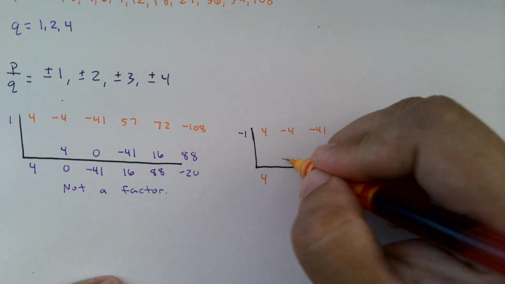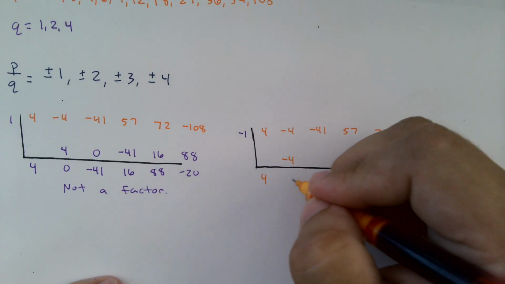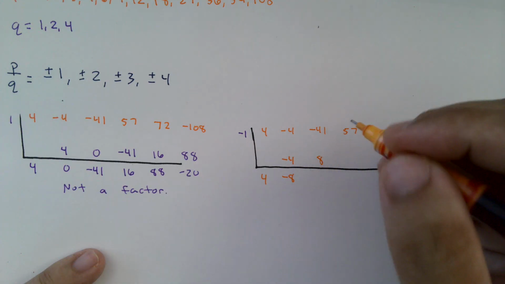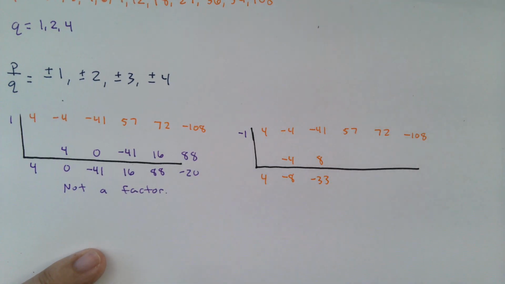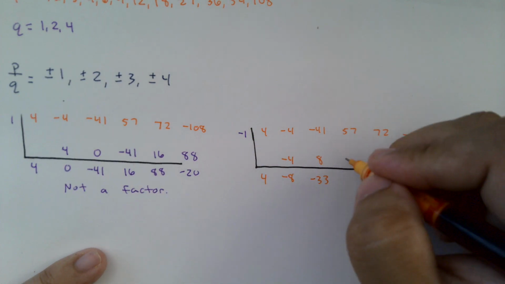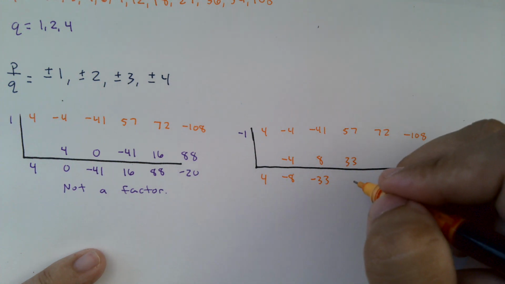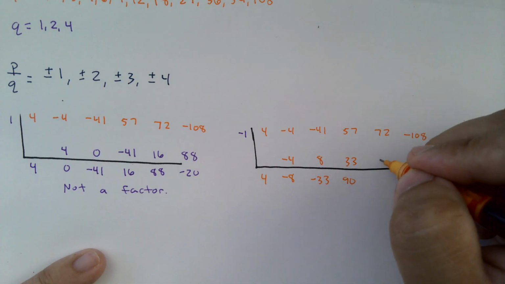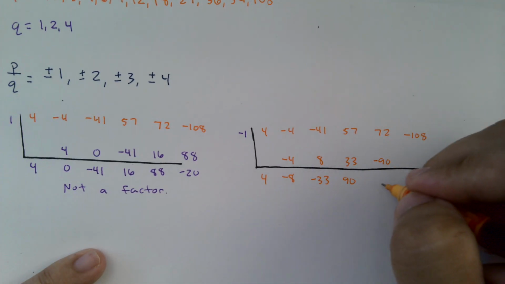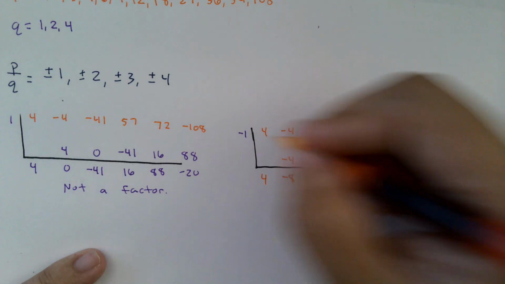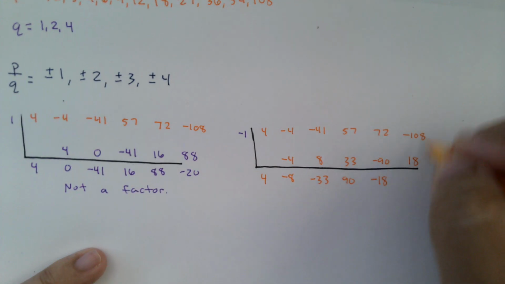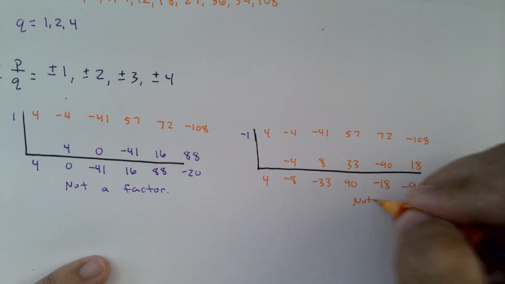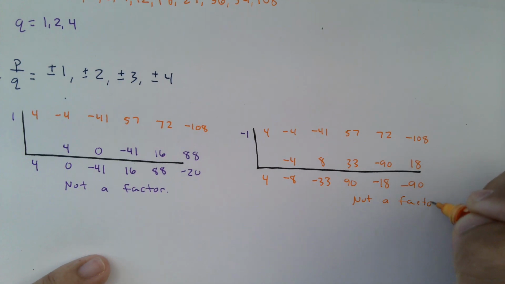4 times negative 1, negative 4. Negative 4 minus 4, negative 8. Negative 8 times negative 1 is 8. Negative 41 plus 8 is negative 33. Negative 33 times negative 1 is 33. 57 plus 33 is 90. 90 times negative 1 is negative 90. 72 minus 90 is negative 18. Negative 18 times negative 1 is 18. And this is definitely not 0. So not a factor. Also, I forgot to change colors. Sorry.